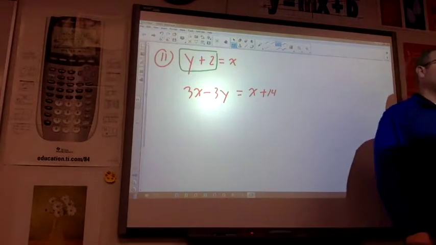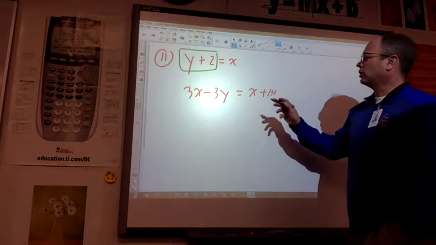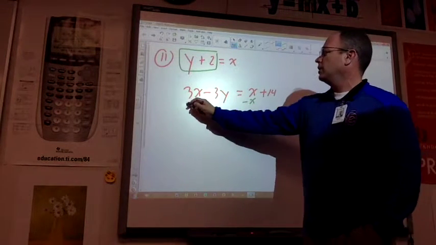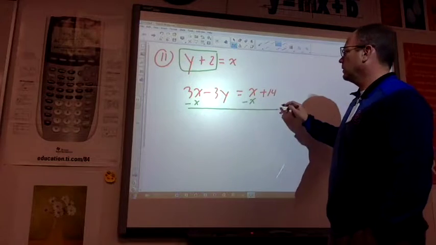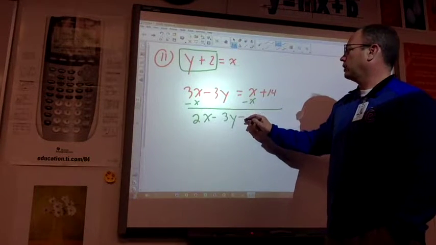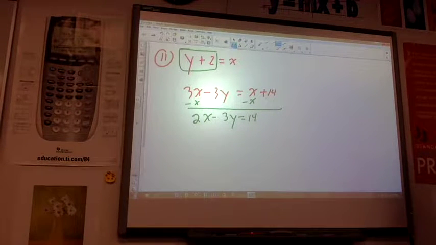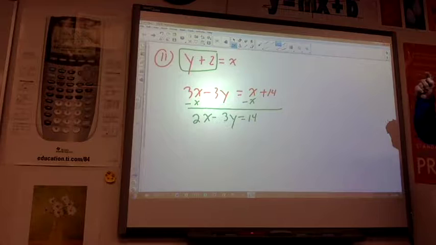But before I substitute that into the other problem, what do you know? Yeah, let's move the x's over. So I'm going to subtract x here, subtract x here. This is going to give me 2x minus 3y is equal to 14. Okay? So from there, what should I do with the y plus 2?